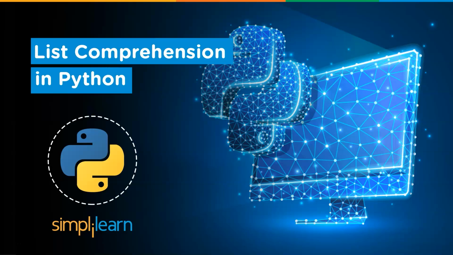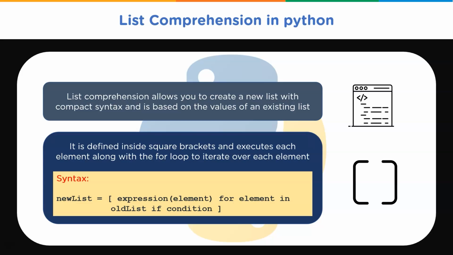So what is list comprehension? In Python programming, list comprehension provides a shorter syntax when you want to create a new list based on the values of an existing list. So you can build a new list with a compact syntax based on the values of the existing list using Python programming. Now you can define a list comprehension inside the square brackets and execute each element using a for loop that will iterate over all the elements.